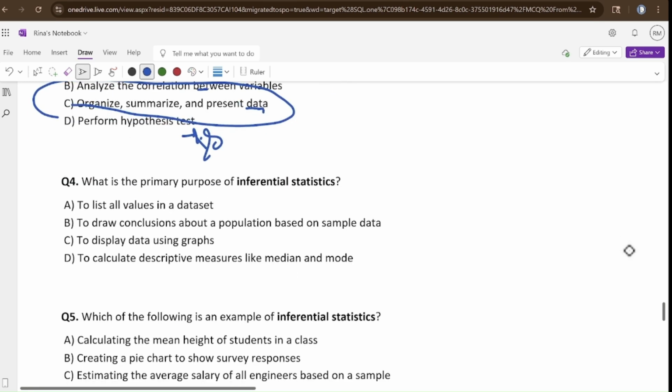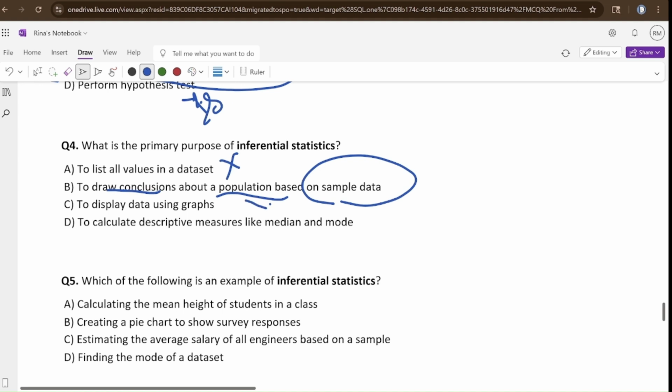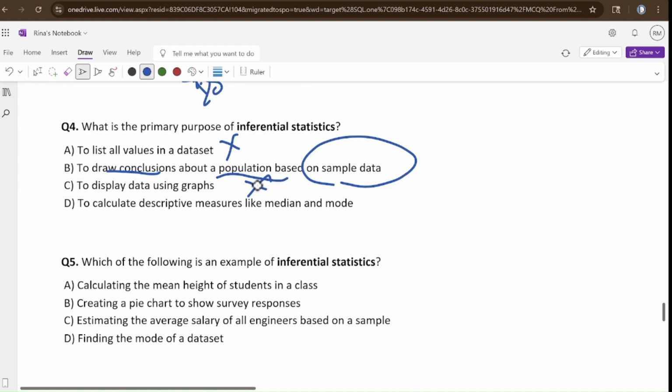Okay. What is the primary purpose of inferential statistics? Primary purpose is you have to draw the conclusion about a population based on a sample data. This is the exact definition. All the values in data set? No, that is descriptive. To display data using graphs? Descriptive. To calculate descriptive measures like median, mode? That is also descriptive statistics.